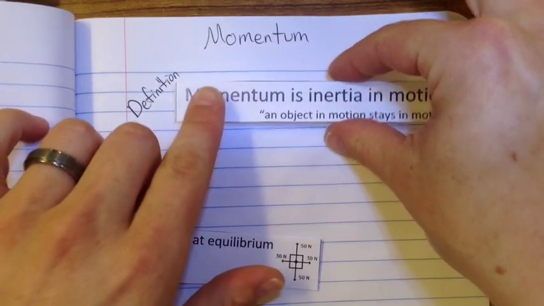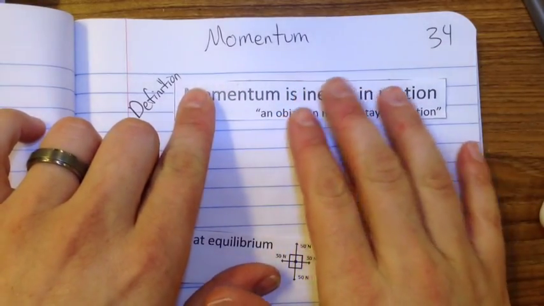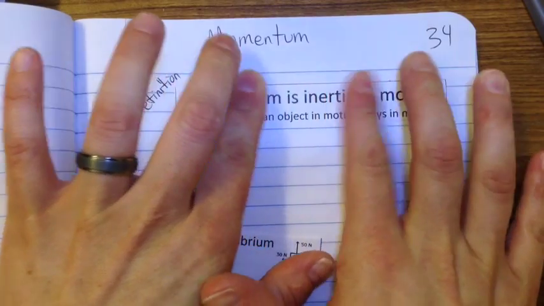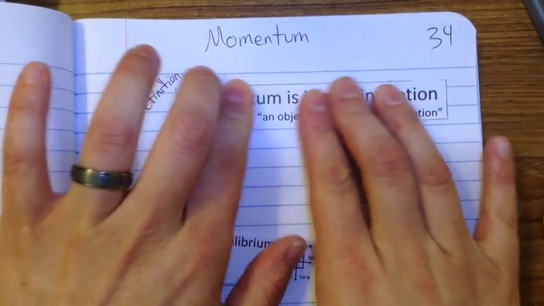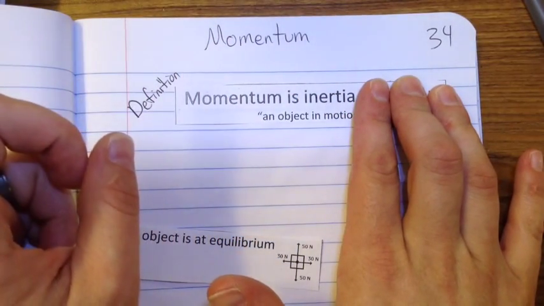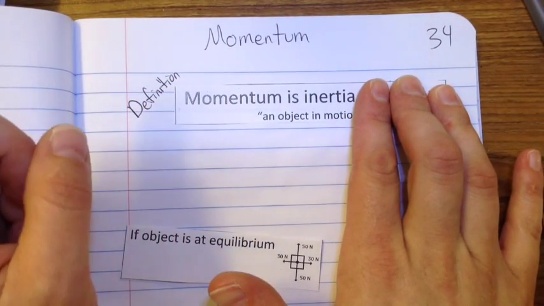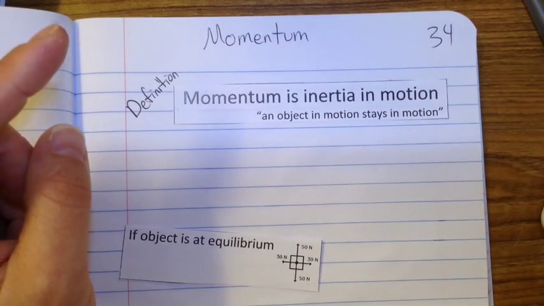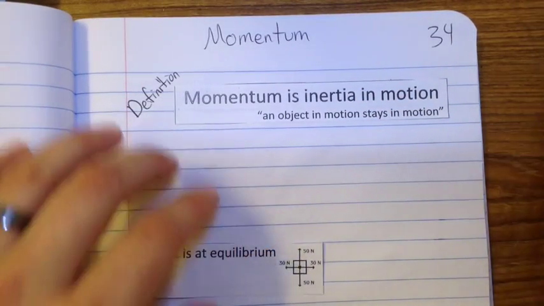Momentum is inertia in motion. Okay, so what's inertia? Newton's first law of motion. What is inertia? An object at rest stays at rest. An object in motion stays in motion, unless an unbalanced force acts on it. Very good.